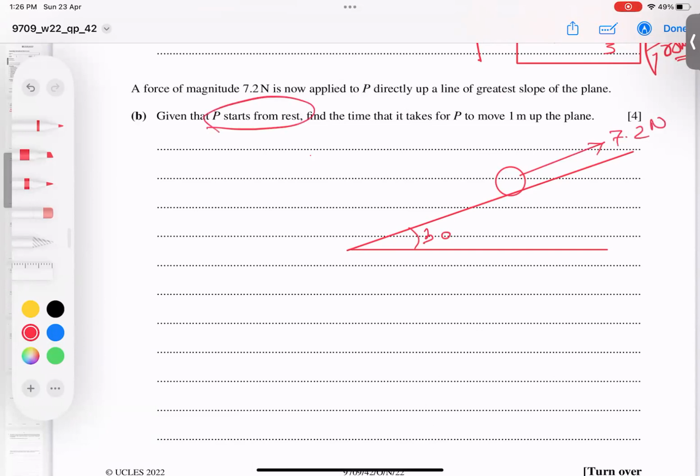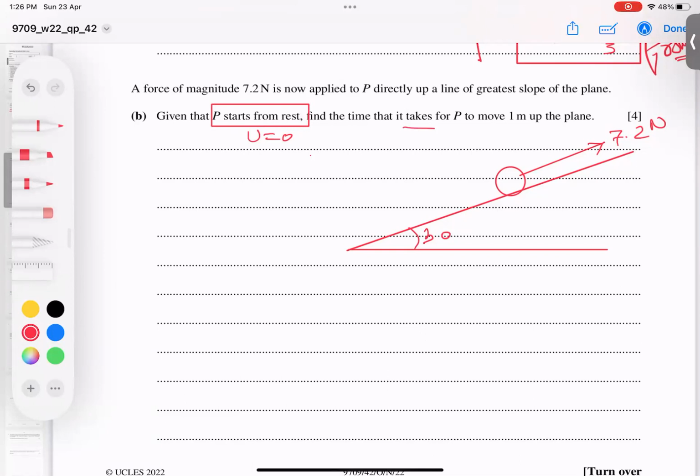P is given that P is at rest. Rest means again, it means still, acceleration 0, and find the time taken from move. Sorry, start from rest. Start from rest means starting speed 0.